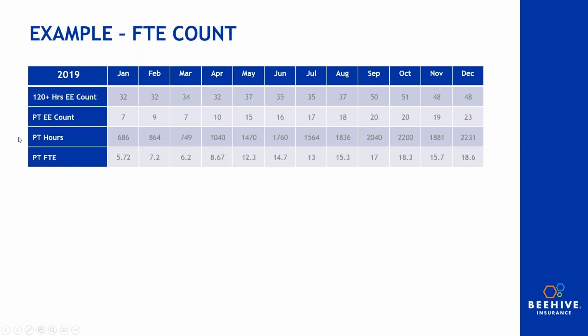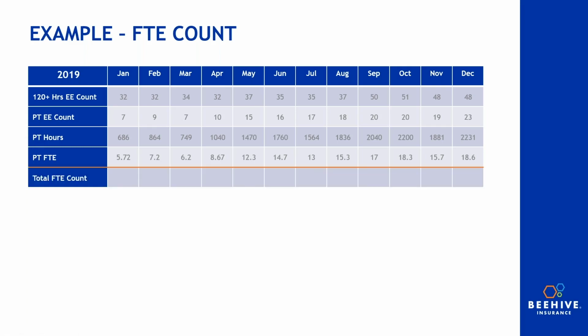So now we have taken our third row divided by 120. That gets our full-time equivalent for our part-time employees. And finally, we want our total full-time equivalent for each month. We're going to do this by adding our top row with our bottom row. Because again, all of our employees who worked 120 or more hours in a given month are worth one full-time equivalent. So here is our count.